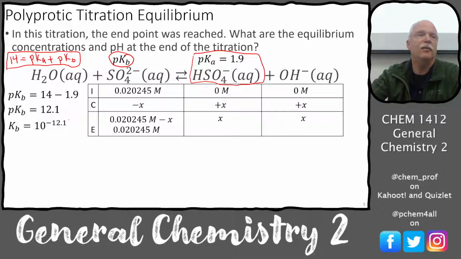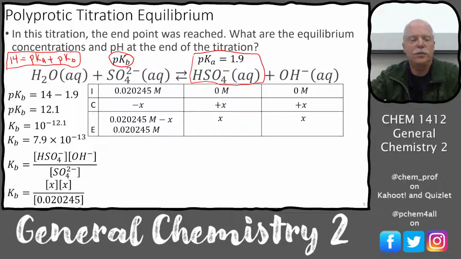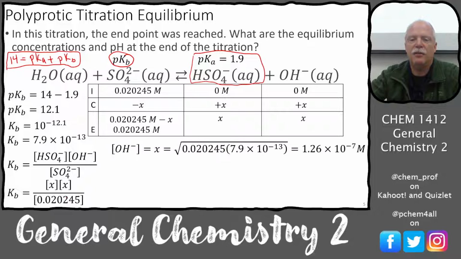What's the expression? The equilibrium constant expression is products over reactants, okay? So it's that HSO4 minus times the hydroxide ion concentration over the sulfate ion. And so that's equal to X squared over 0.020245. So if we solve for X, we're solving for the hydroxide ion concentration. So that's the square root of this concentration times Kb. We get 1.26 times 10 to the minus 7.